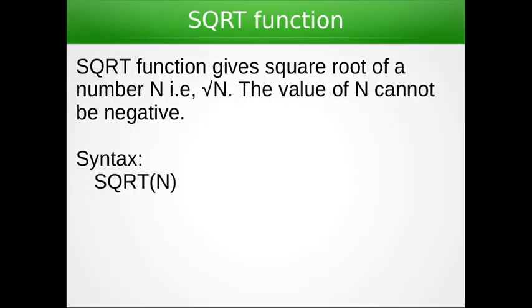Next function, that is SQRT. SQRT function gives the square root of a number n, that is root over n. This value of n cannot be negative. Its syntax is SQRT within bracket n. Let's see the execution.